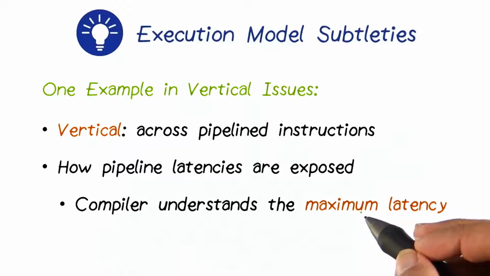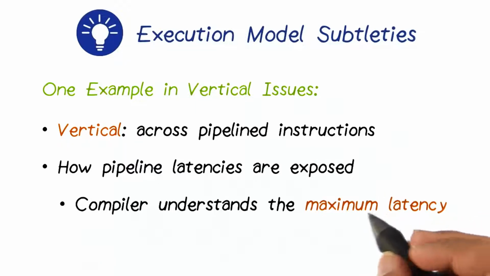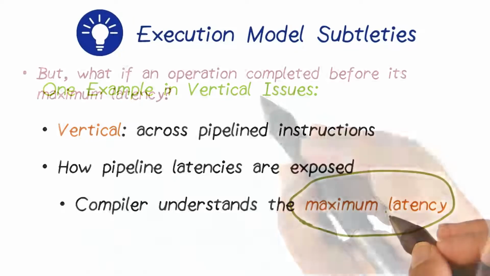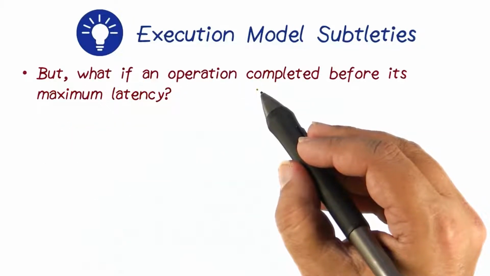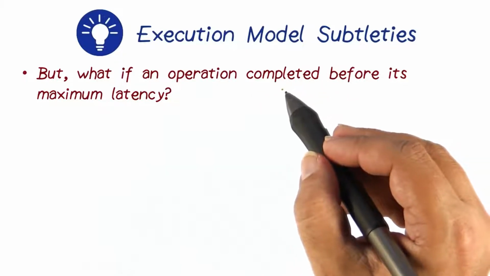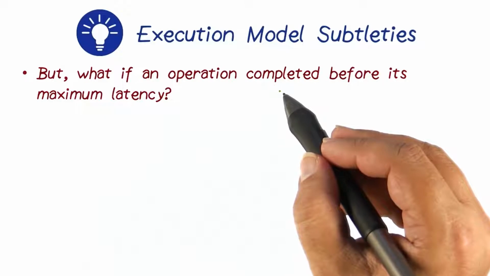If you go to the memory, the delays from getting the values from memory could be variable. This could be because of the cache hierarchies and so on. The compiler understands the maximum latency over here. What is a maximum latency? The amount of cycles it takes to get that operand from the deepest memory hierarchy here, such as from the memory which is main memory or from even a disk. So to understand the vertical execution model, consider a load operation which is trying to get a value from the memory. Now this is a variable latency operation.